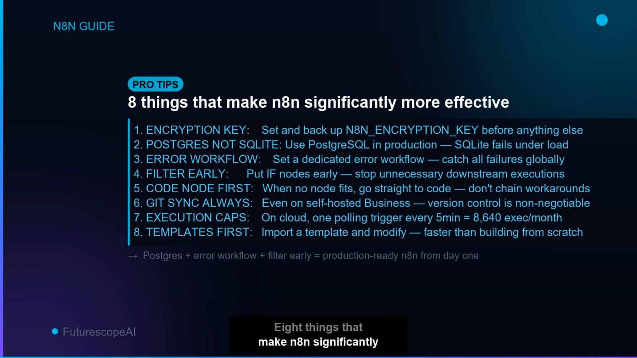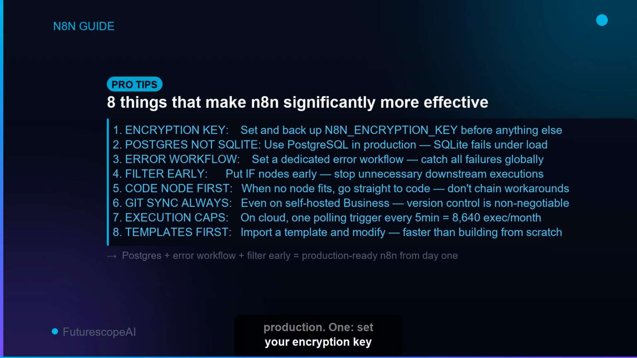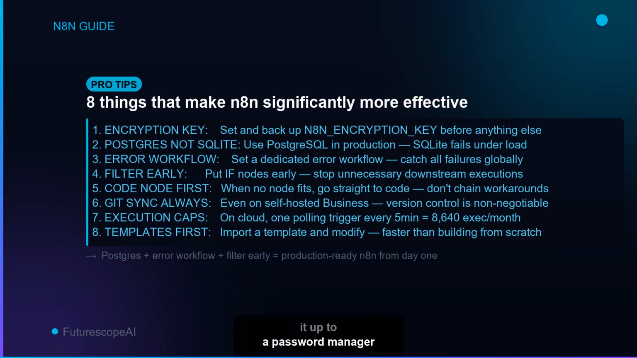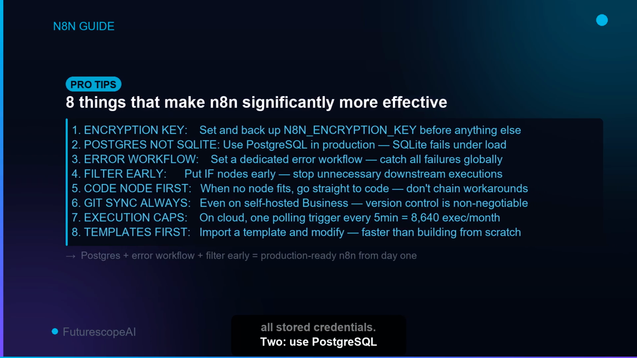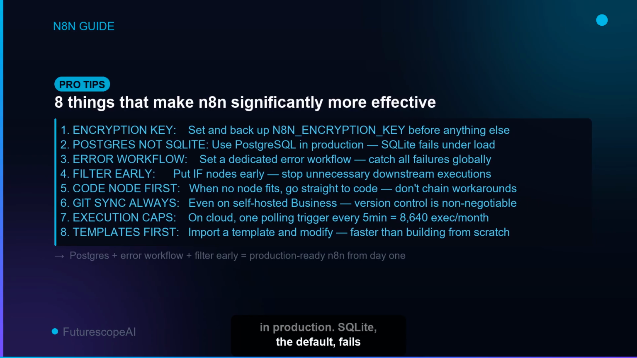8 things that make n8n significantly more effective in production. 1. Set your encryption key before you create any credentials. Back it up to a password manager immediately. Losing it means losing all stored credentials. 2. Use PostgreSQL as your database in production. SQLite, the default, fails under concurrent load and is not suitable for production workloads.